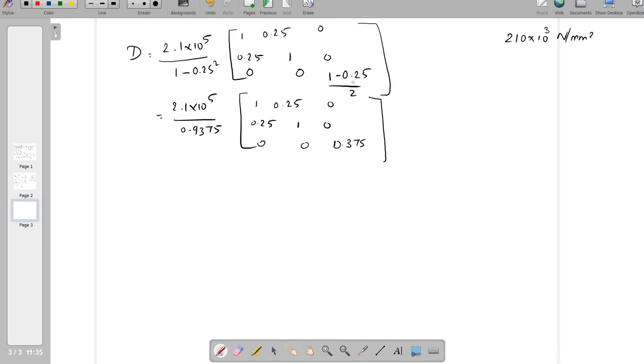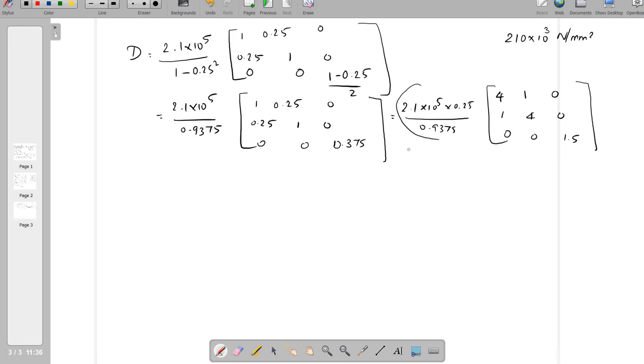So I am taking 0.25 outside, so that it is 2.1 into 10 power 5 into 0.25 divided by 0.9375. So 4 times of 0.25 is available in 1. So the matrix is 4, 1, 0, 1, 4, 0, 0, 0, and 0.375 is 1.5 times 0.25, so 1.5. If you simplify this, it is 56 into 10 power 3.